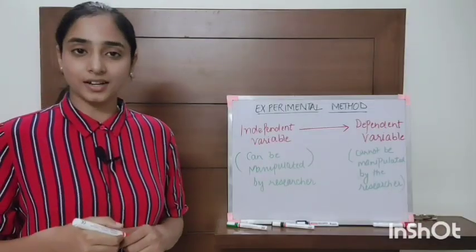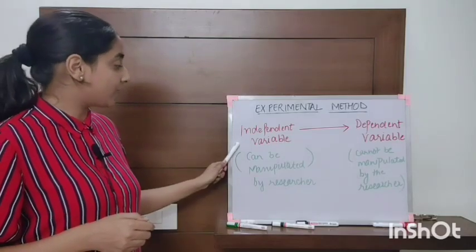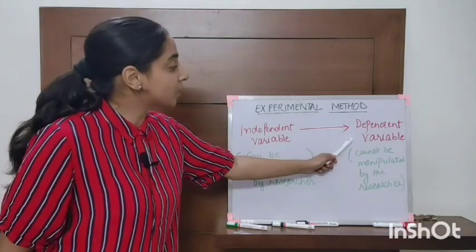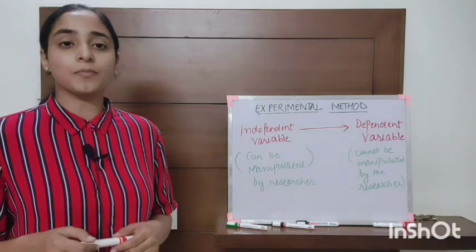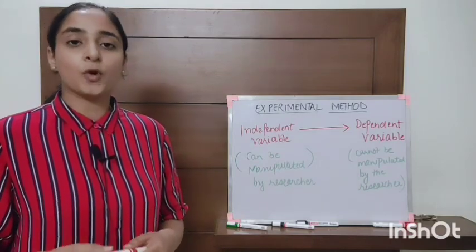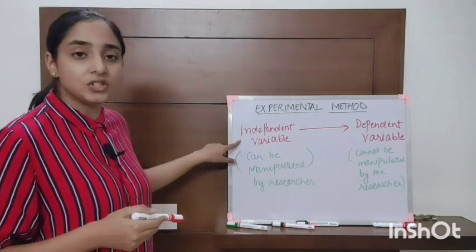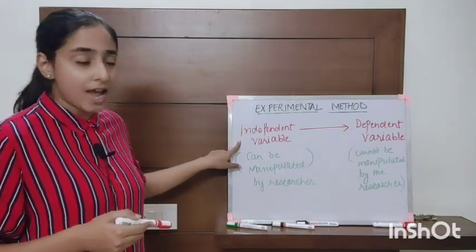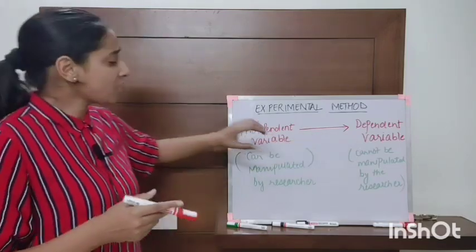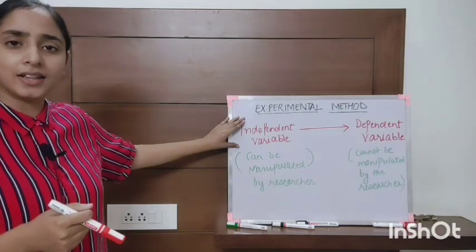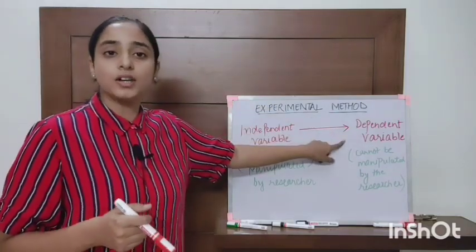So now let's understand the two types of variables. The first type is the independent variable and the second type is the dependent variable. The independent variable is the one which can be manipulated by the researcher. For example, if I am the researcher, I am capable of making any changes in the independent variable, but I cannot make any change in the dependent variable. So whatever changes I'll be making in the independent variable, its effects will be noticed on dependent variable.